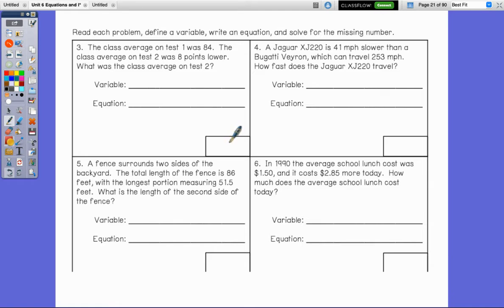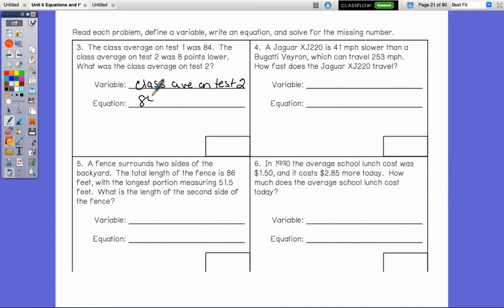Okay. I'm going to do these 4 problems with you, and you guys are going to do 7, 8, 9, and 10. So let's go ahead and get started. It says the class average on test 1 was 84. The class average on test 2 was 8 points lower. What was the average on test 2? So our variable is, what are we looking for? Go back to your question mark, go back, class average on test 2. My equation is, what do I know?